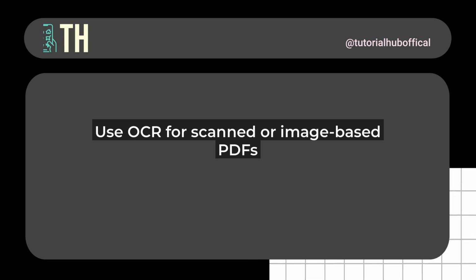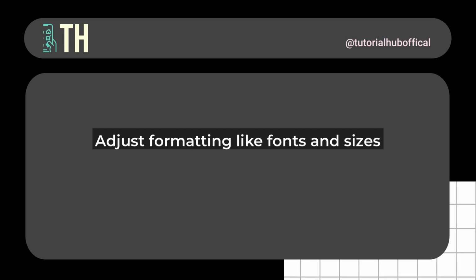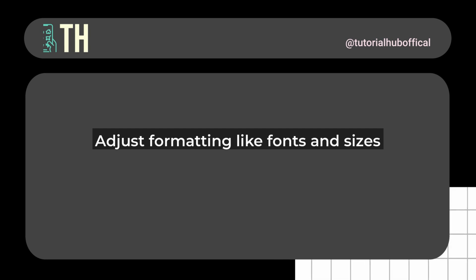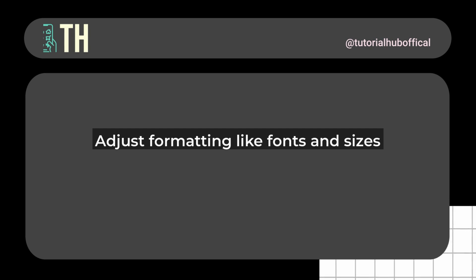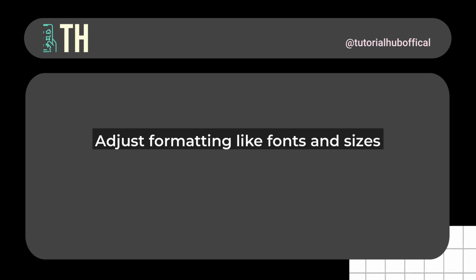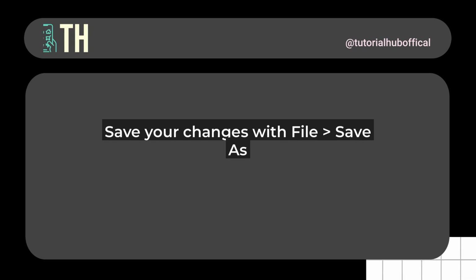After making your edits, take a quick review. You can adjust formatting like fonts, sizes, or colors using the options that pop up when you select the text. This ensures your document looks professional. Finally, save your work by going to File, Save As. This creates a new version of the PDF, keeping your original intact and avoiding any mishaps.